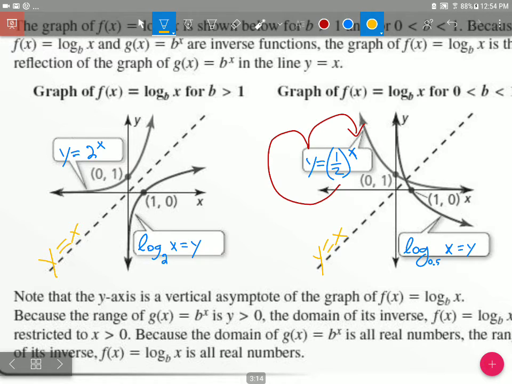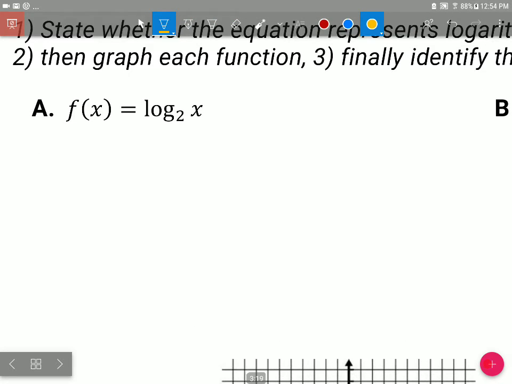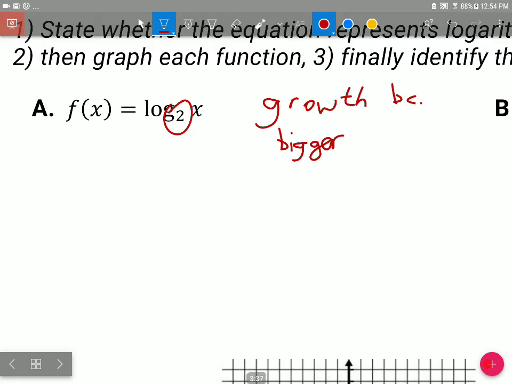Pull out a calculator. All right. First things first, letter A. Your base is 2. That's the little number. Is this logarithmic growth or logarithmic decay? Growth. Why? Because it's bigger than 1. Good. So growth, because B is greater than 1. It makes more sense.